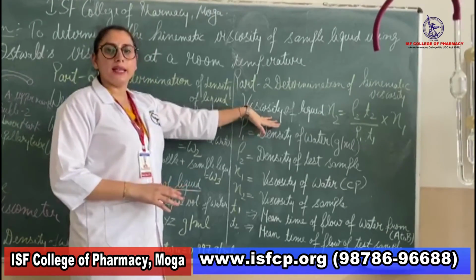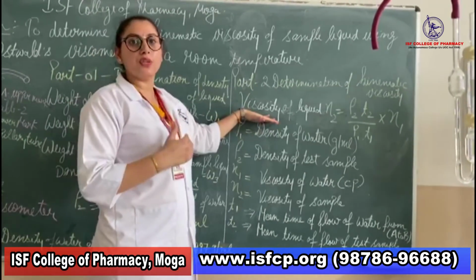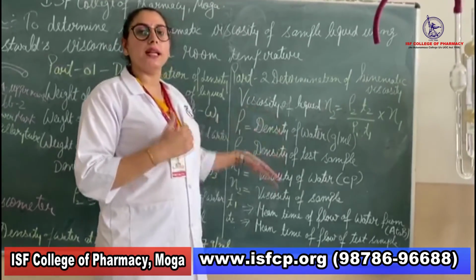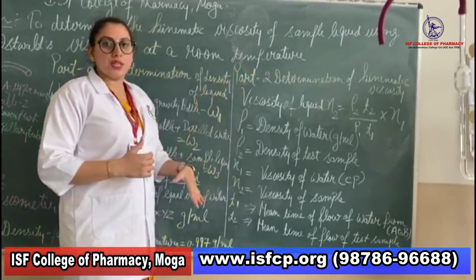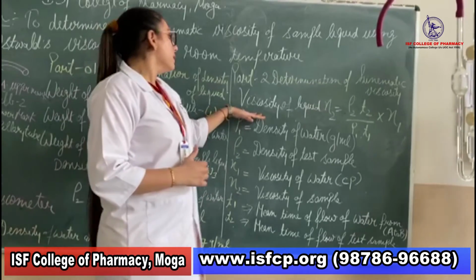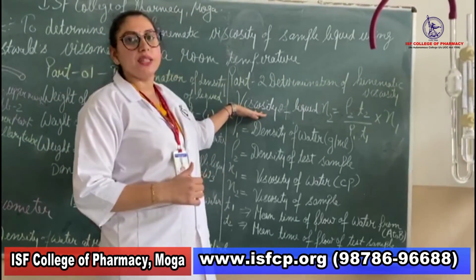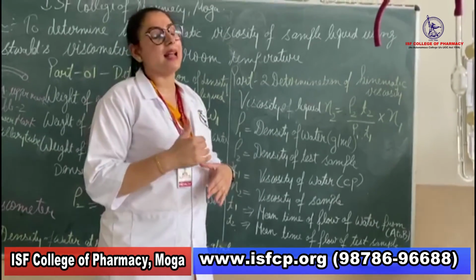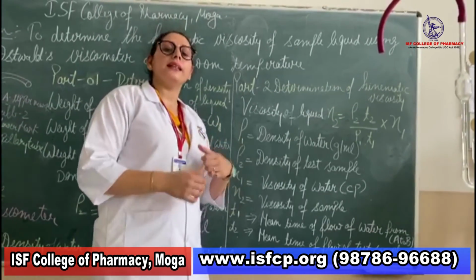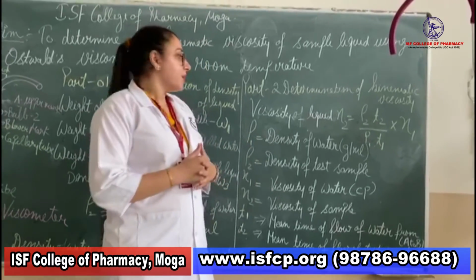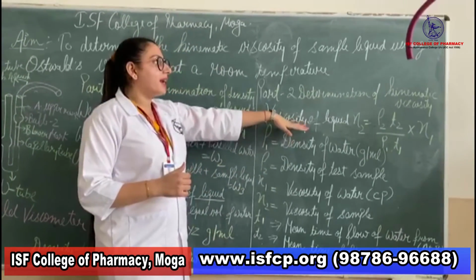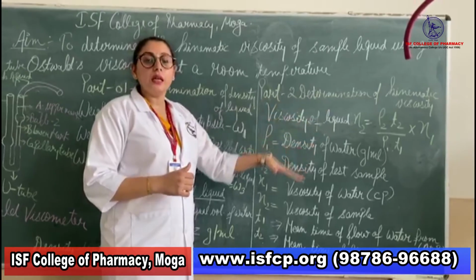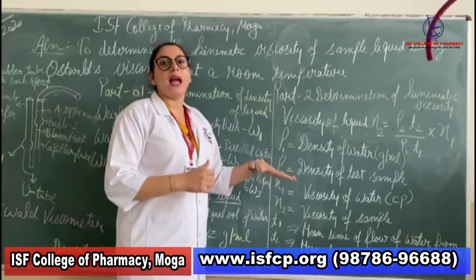What we have got here is our absolute viscosity, but we need to calculate the kinematic viscosity. To calculate kinematic viscosity, use the formula absolute viscosity divided by density, that I have already explained to you at the start of the practical. So that will give you the final kinematic viscosity of the unknown sample that we have calculated today.